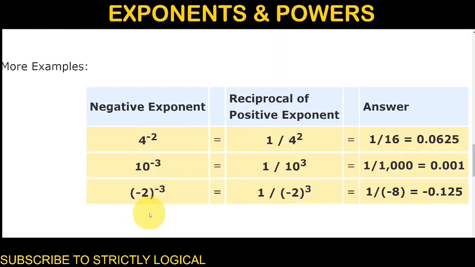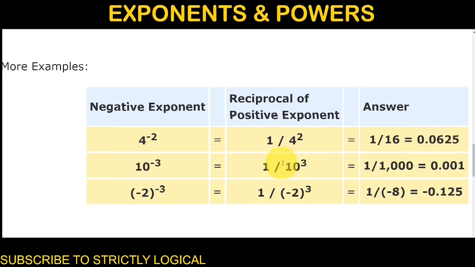Let's consider a few examples to understand it. 4 to the power minus 2 can be written as 1 upon 4 to the power 2. Now please notice that here the power was negative, but if we have written the reciprocal of the positive exponent, it will become 1 upon 4 square, which is equals to 1 upon 16, that is equals to 0.0625. Second example is 10 to the power minus 3.